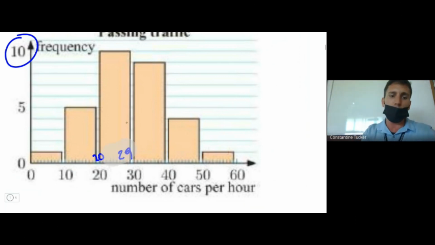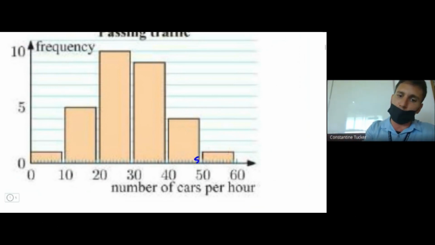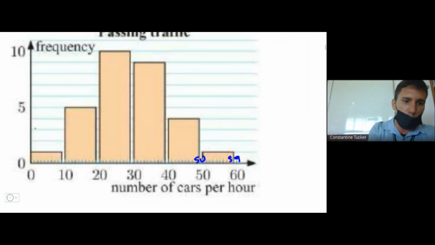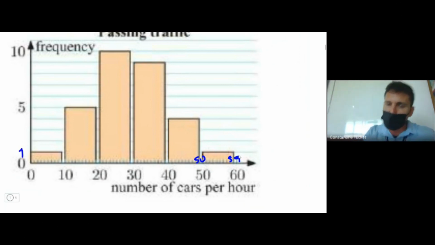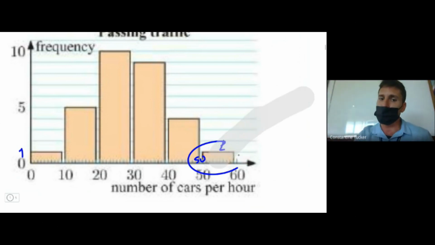Okay, what about in another class? Let's say between 50 and 59. How many did we have there? 1. How do we know? Because there's one line there, and then we have 1, 2, 3, 4, 5. So we know that's a 1. The first line is a 1. So we know there's only one car in here. So the column graph is also a useful tool.